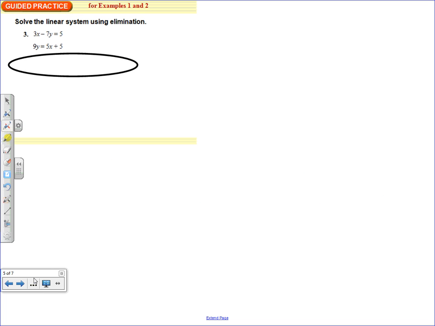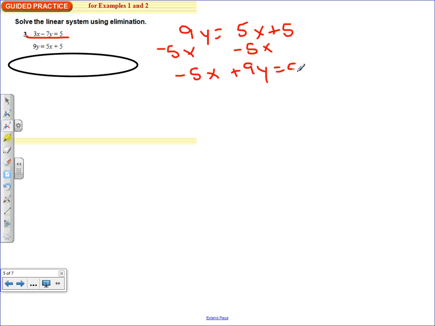Problem number 3, if we look carefully, we have 3x minus 7y equals 5 and 9y equals 5x plus 5. The first thing we need to do is get them in the same form. So I'm going to look at the second equation, 9y equals 5x plus 5. I want to make it look like my first equation, so to do that I need to get this 5x over here. I subtract 5x from both sides. I now have negative 5x plus 9y equals 5. Here was my first equation, 3x minus 7y equals 5.